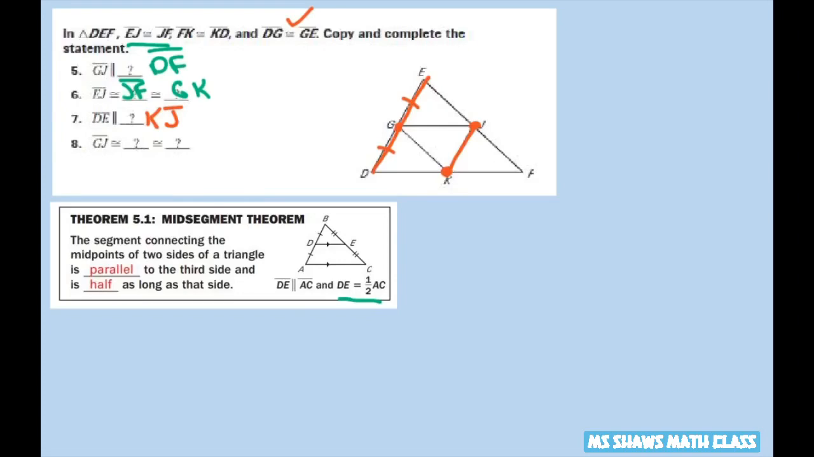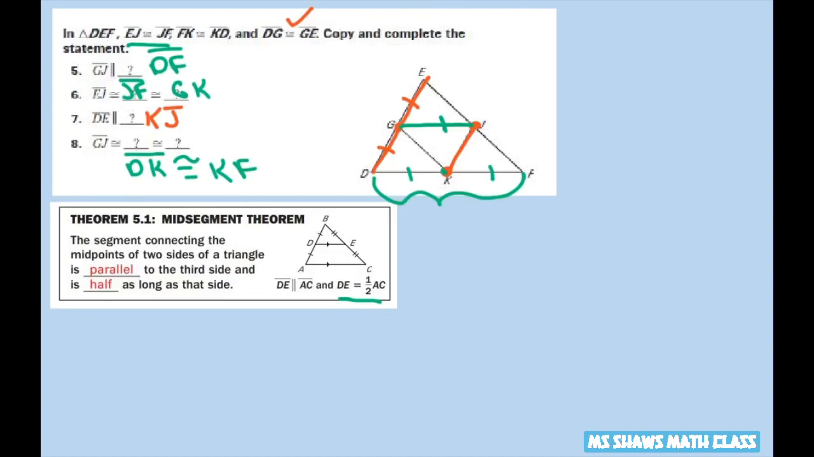Now, we also know that GJ is 1/2 of this whole line segment. That means all these sides are congruent. Because if this is 1/2, just like we did in this one, so we know that GJ is congruent to DK, which is also congruent to KF.